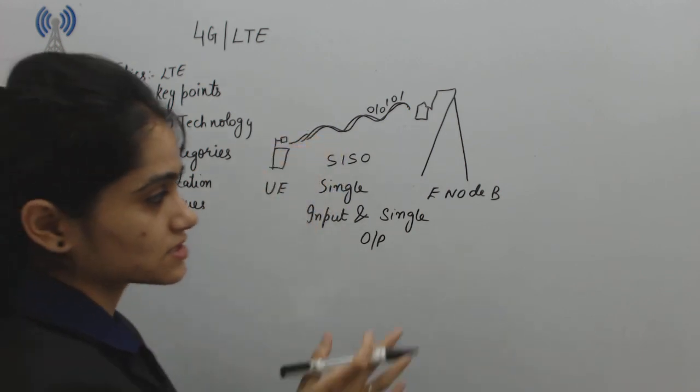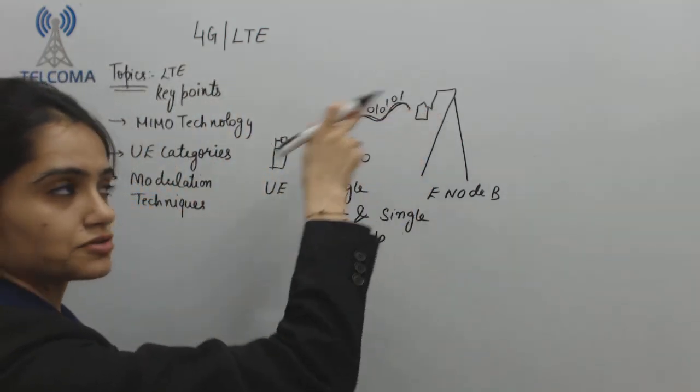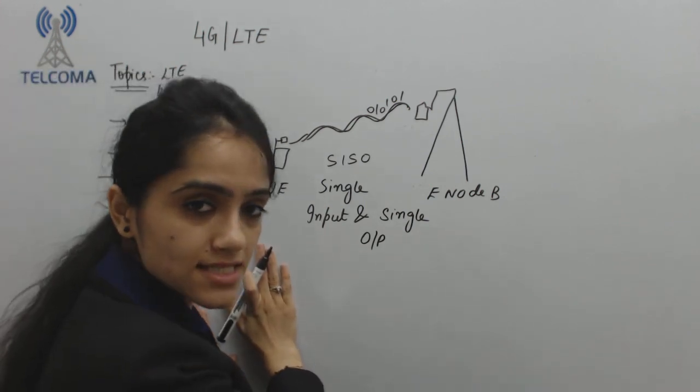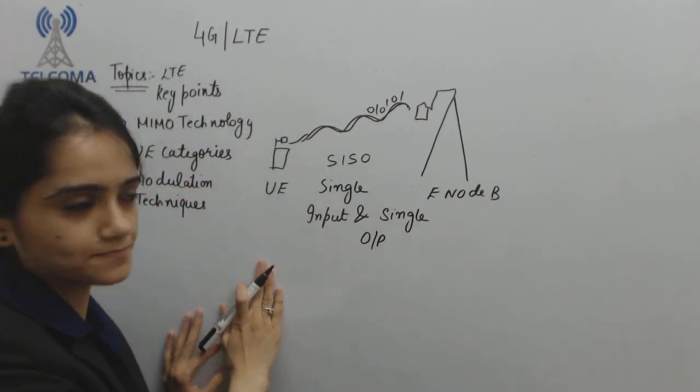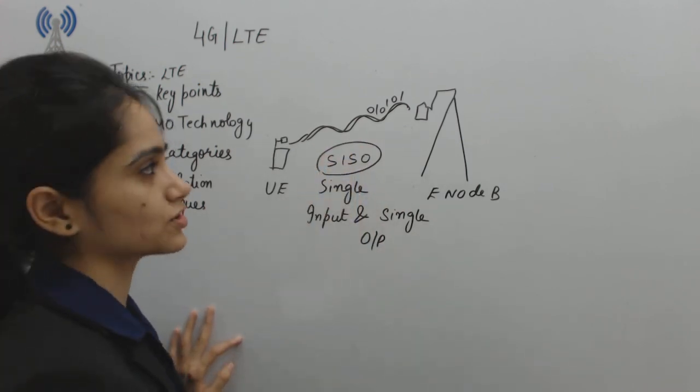That means no multiple paths. You are using only a single transmitter to transmit, and at this end only a single receiver to receive the signal. So this is a single input and single output configuration.